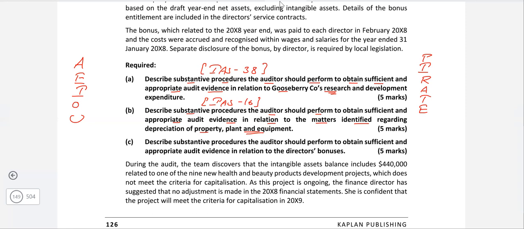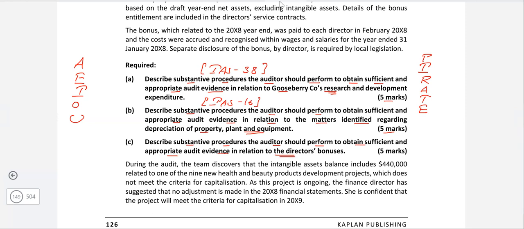You need to recalculate the depreciations. You can compare this year's depreciation charge with the previous year. So all those things we'll be discussing in a while. So this is again for 5 marks. Now 5 marks means 5 procedures. But then we have: describe substantive procedures the auditor should perform to obtain sufficient and appropriate audit evidence in relation to the director's bonuses.